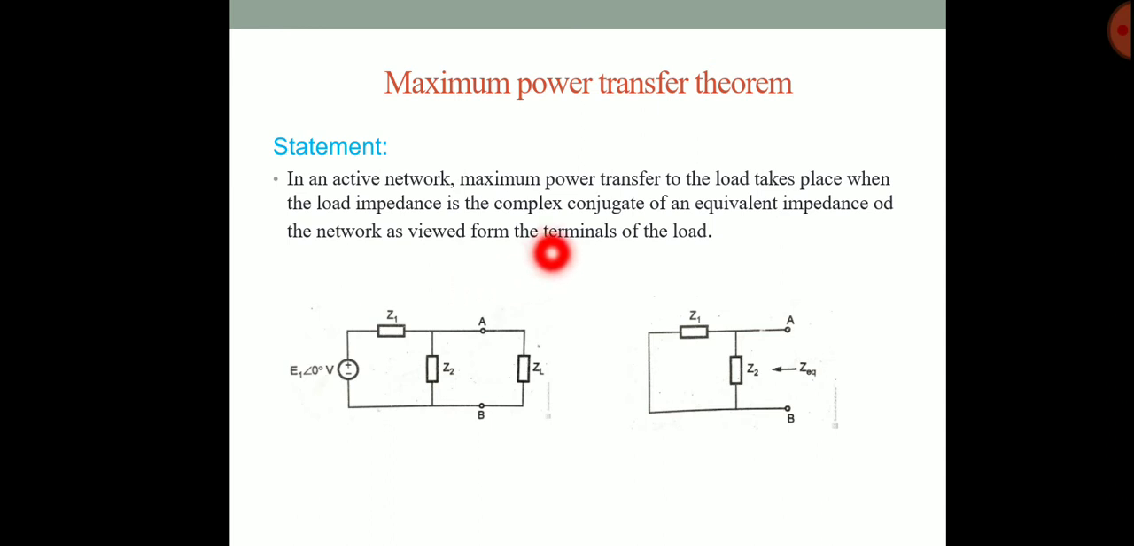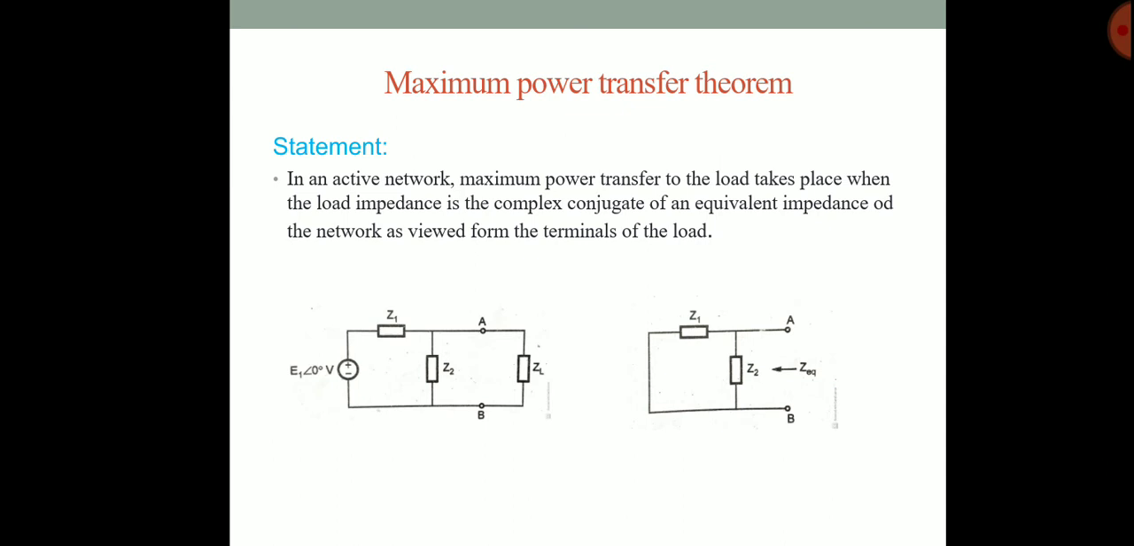Let the equivalent impedance be represented as equivalent impedance equals resistance plus reactance. Then the maximum power will be transferred to the load if the load impedance is the complex conjugate of the equivalent impedance. Mathematically, the load impedance equals the complex conjugate of the equivalent impedance, that is, resistance minus reactance.